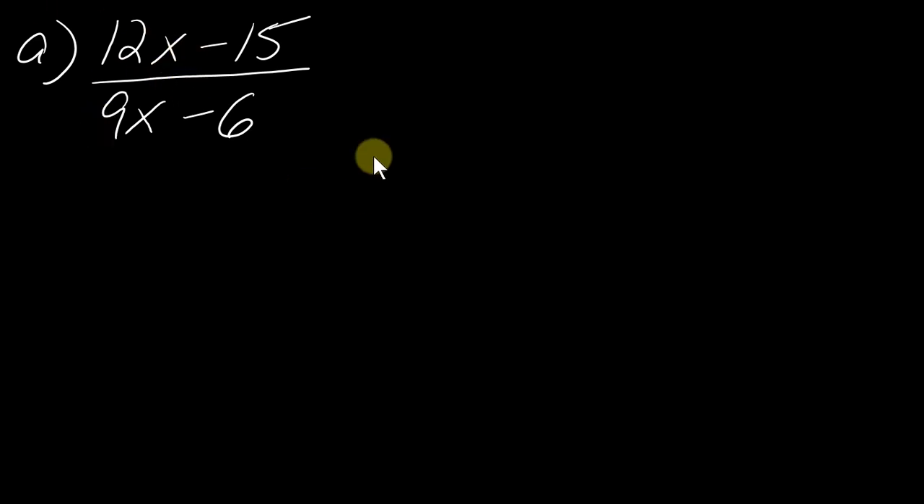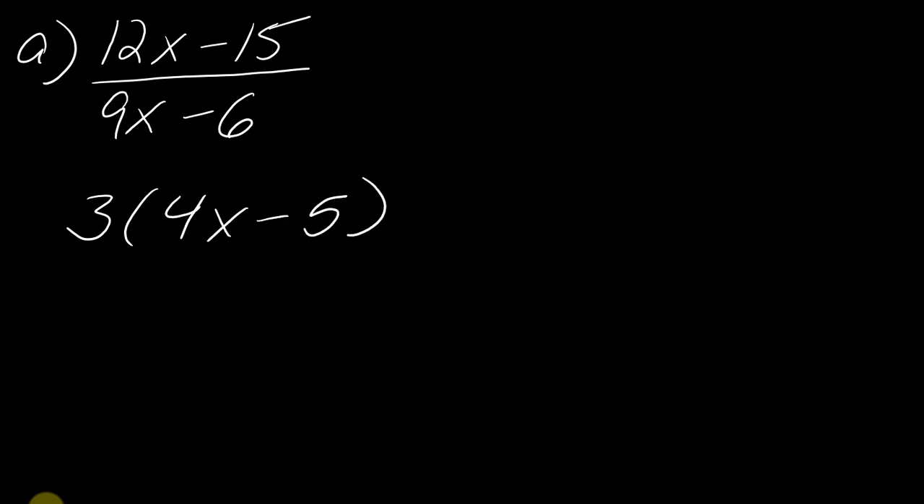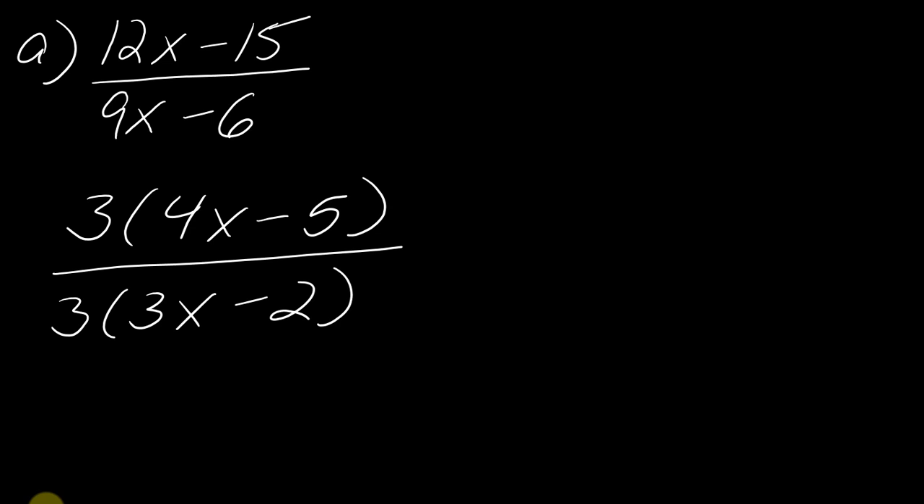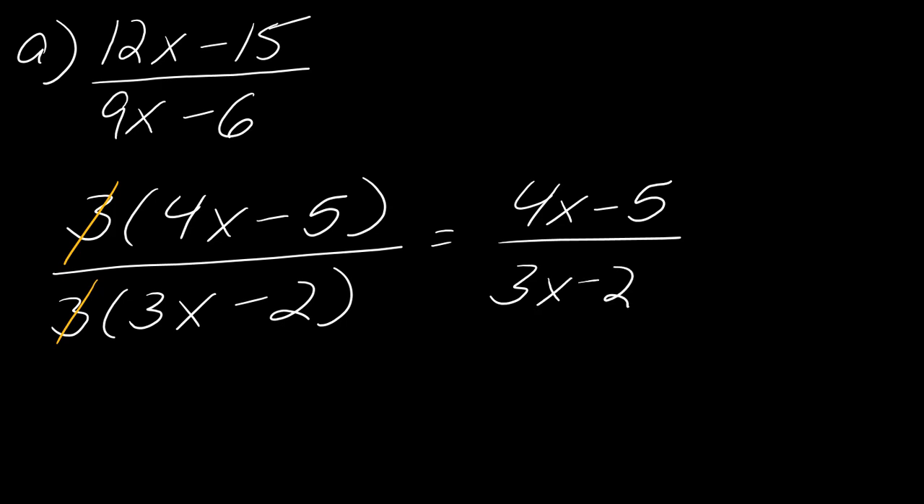Okay, so for this first one, what we're trying to do here is figure out how to factor the top and the bottom. From the top, it looks like the GCF in that case is 3. So if I factor that out, this becomes 4x minus 5. And then in the bottom, I can also factor out 3, and this becomes 3x minus 2. After you factor, you just want to see what else you can do, which in this case, I can cancel out the 3's. And so this will simplify as 4x minus 5 over 3x minus 2.